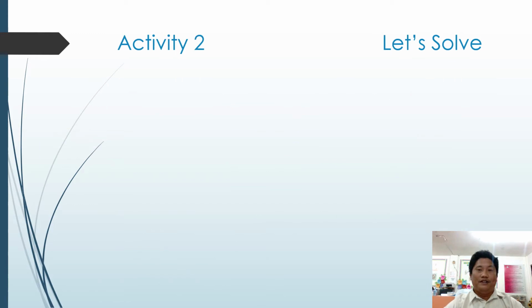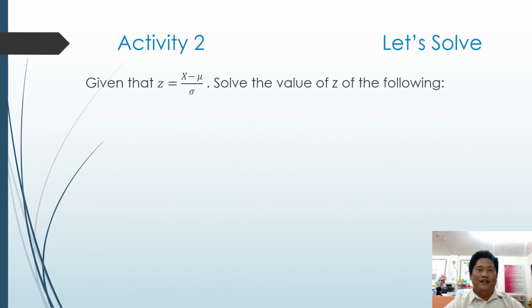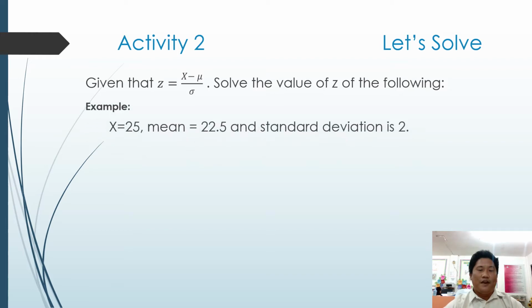Activity number 2, with the title Let's Solve. So we have here a formula given that z is equal to x minus mu over sigma. Let's solve for the value of z. We have here an example. X is 25, the mean or mu is 22.5, and the standard deviation or sigma is 2.